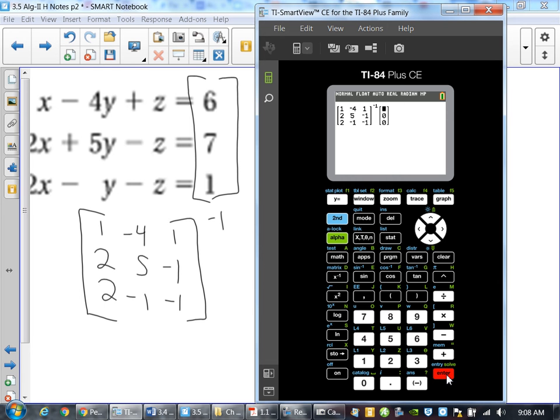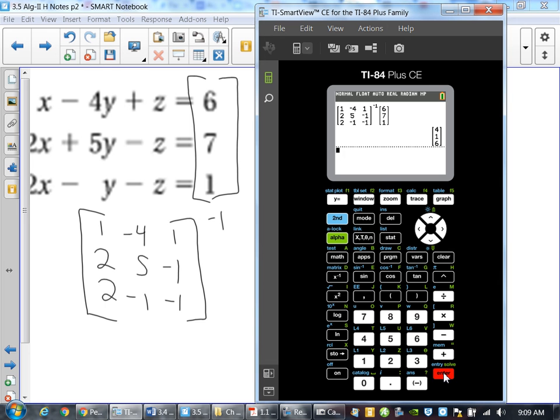6, 7, 1. 6, down, 7, down, 1. Press enter. There's your answer: 4, 1, and 6. And it puts it in the order of X, Y, and Z. So, is that a nice, neat way to check and make sure you did the work right? It is, and it can also verify you did it correctly. Wait, where'd you get 6, 7, and 1? The solution. It's the column, the solution matrix.